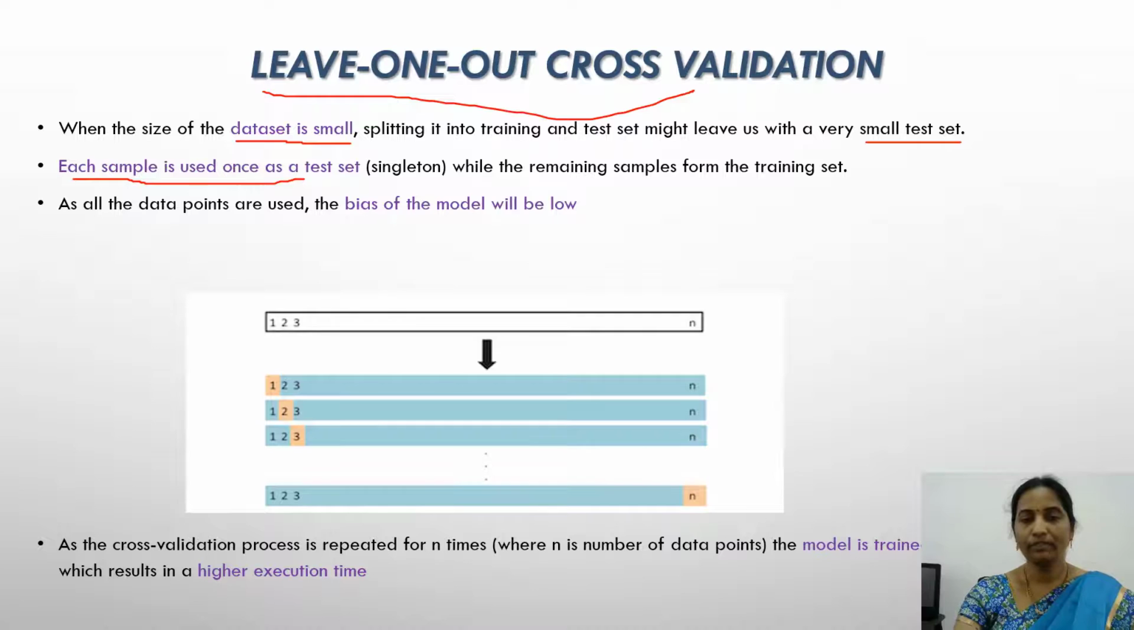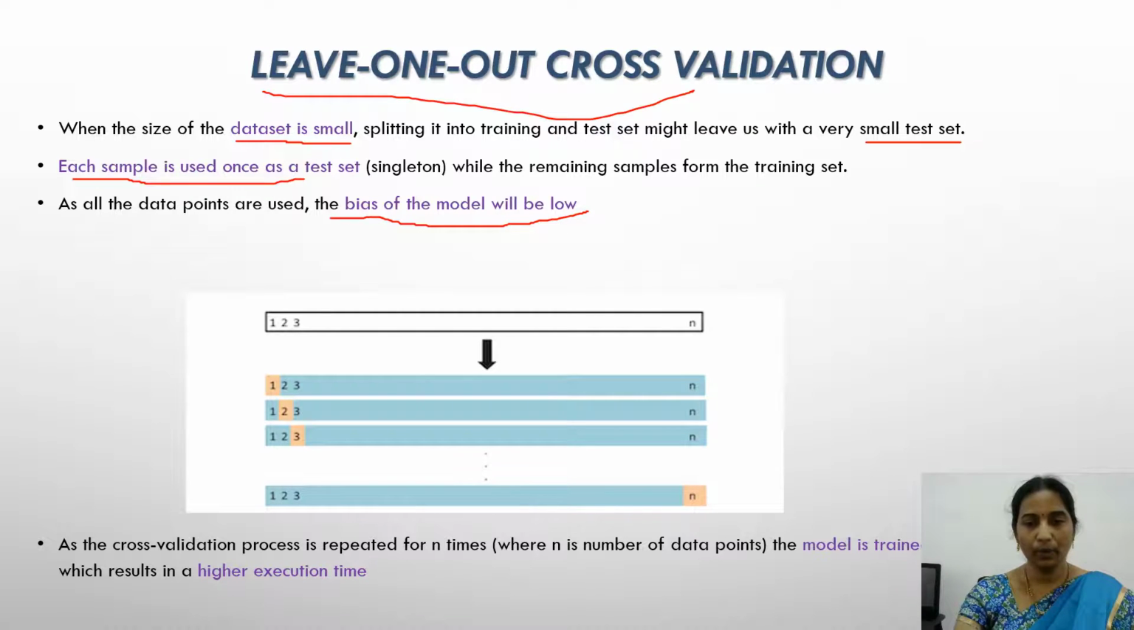And the average performance of all these models is given as the performance of the whole model. In this way, your model will not be biased towards a specific portion of the data set. So the bias of the model will be very less when compared to the validation set strategy.